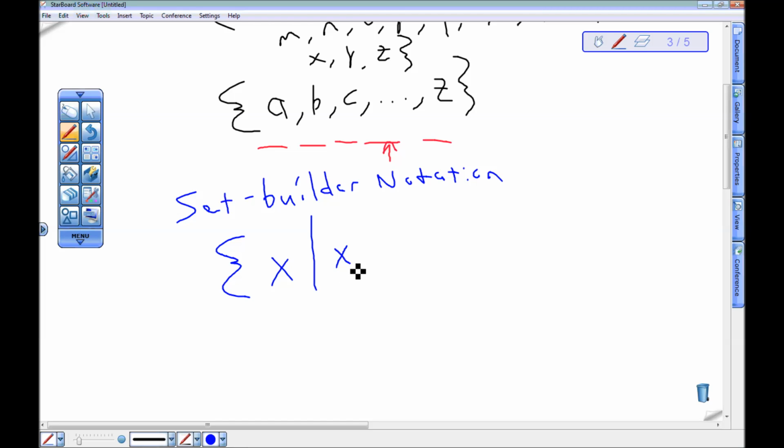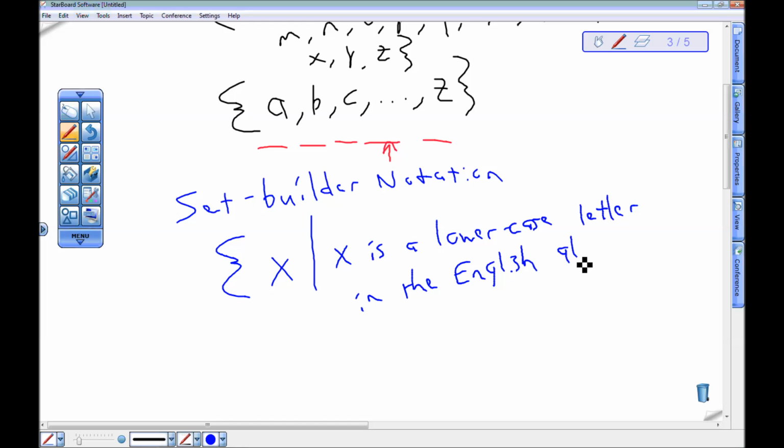X is a lowercase letter in the English alphabet. I put my close brace, and there I go. The set of all x, such that x is a lowercase letter in the English alphabet. What types of things belong in there? A, B, W, Q. All right. So there are my two other ways of writing that set.